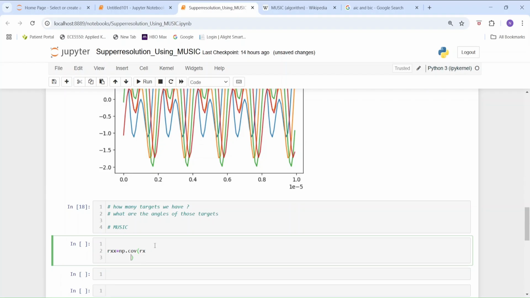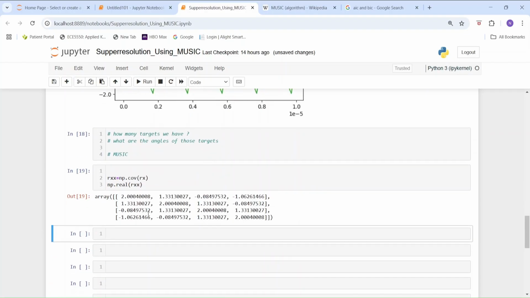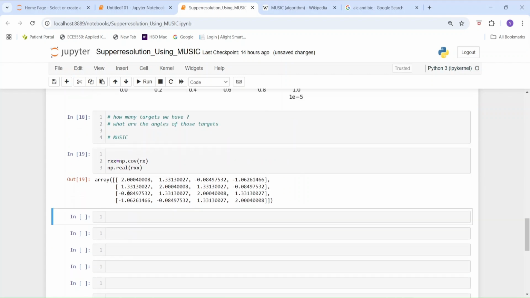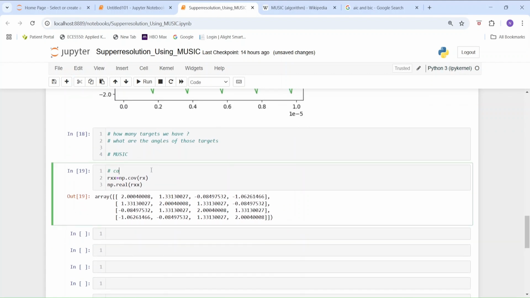And let's also plot out the real values, so np.real of this covariance matrix. You can see, looking into the diagonal components, they are more or less the same. Basically this matrix is showing the relationship of the antenna array elements. This is the first element, and these cross elements right here show how it is related to the other antenna elements. So the first step is to calculate the covariance matrix from the received signal.